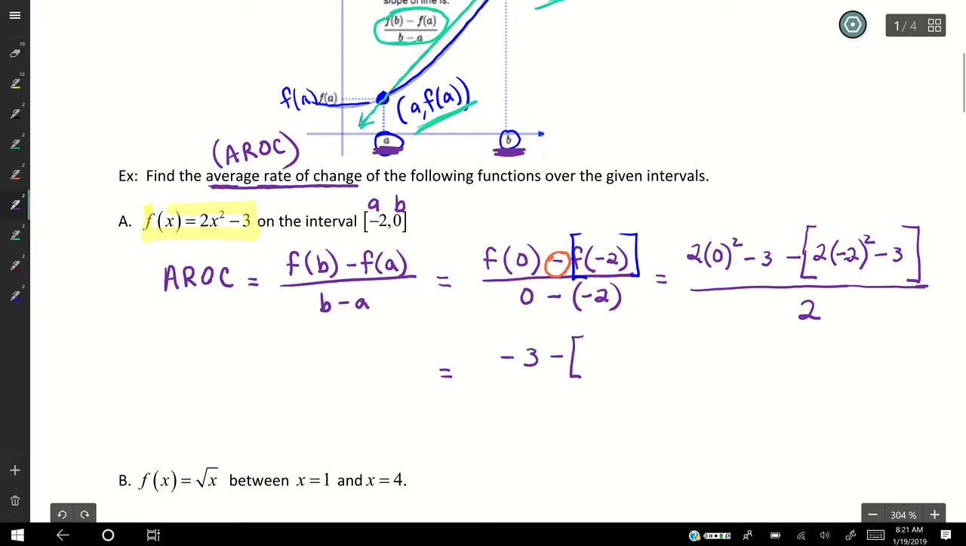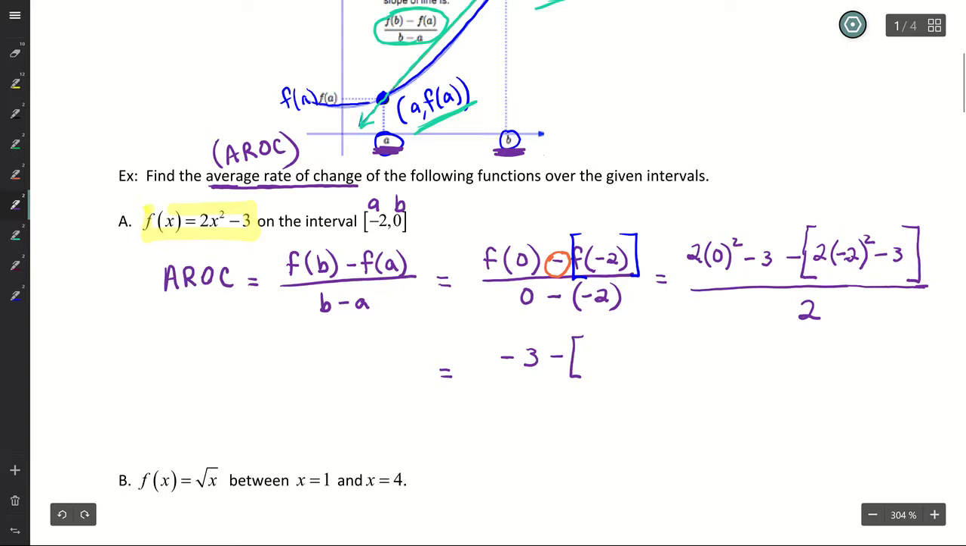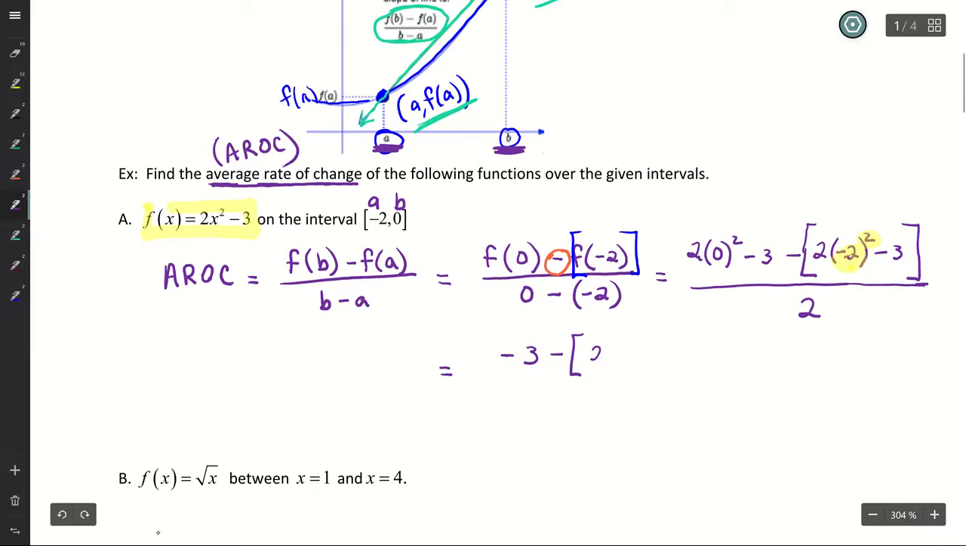And then I'm going to go ahead and leave those brackets until I figure out the value of what I have on the inside. On the inside, order of operations indicates I have to do the negative 2 all squared first because that is an exponent. And so negative 2 all squared would be positive 4. So I would have 2 multiplied by positive 4 and then minus 3. All of this is still over 2.